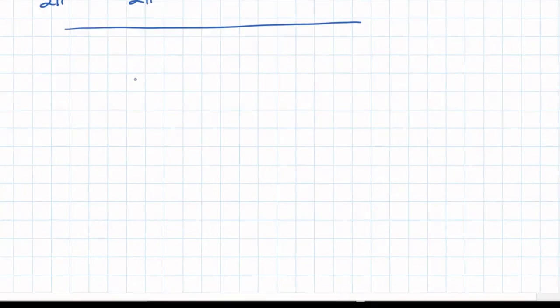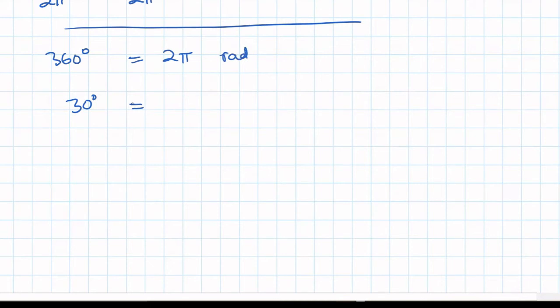So let's try some conversions. 30 degrees is how many radians? What you know is 360 degrees is 2 pi radians. So 30 degrees, how many radians? Pi over 6 is correct.